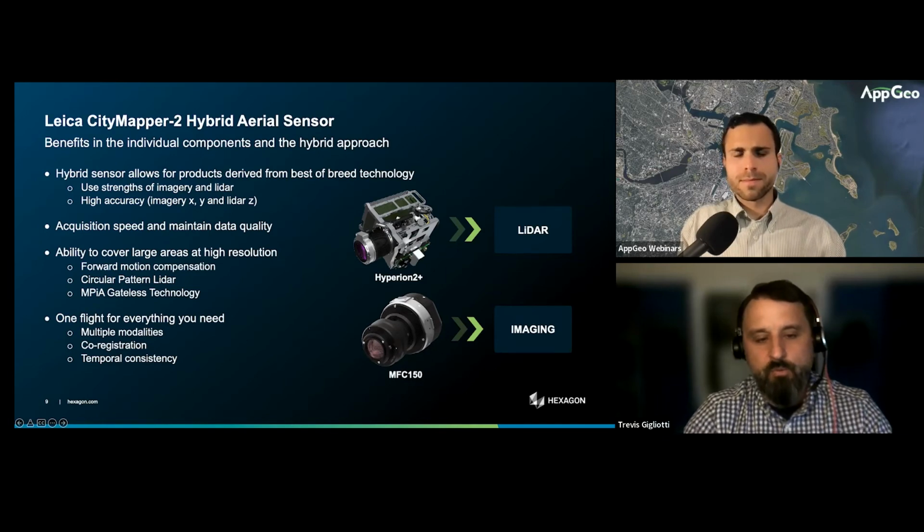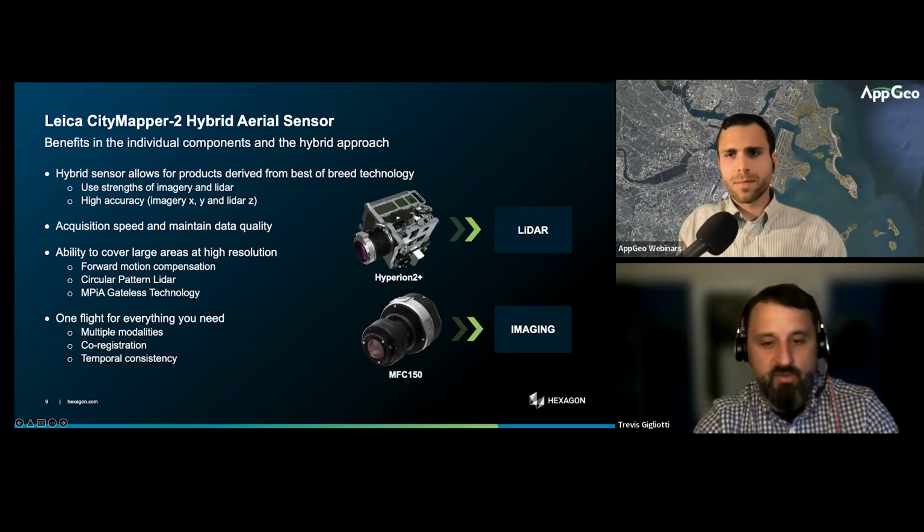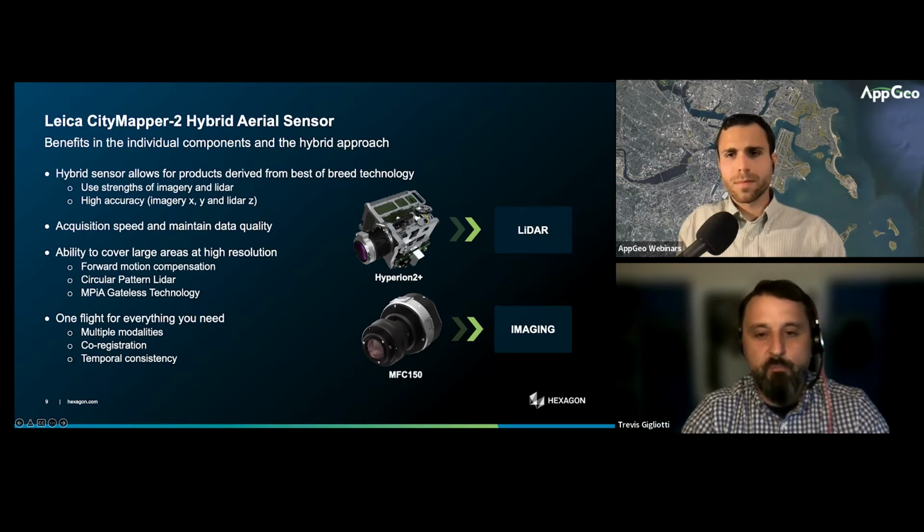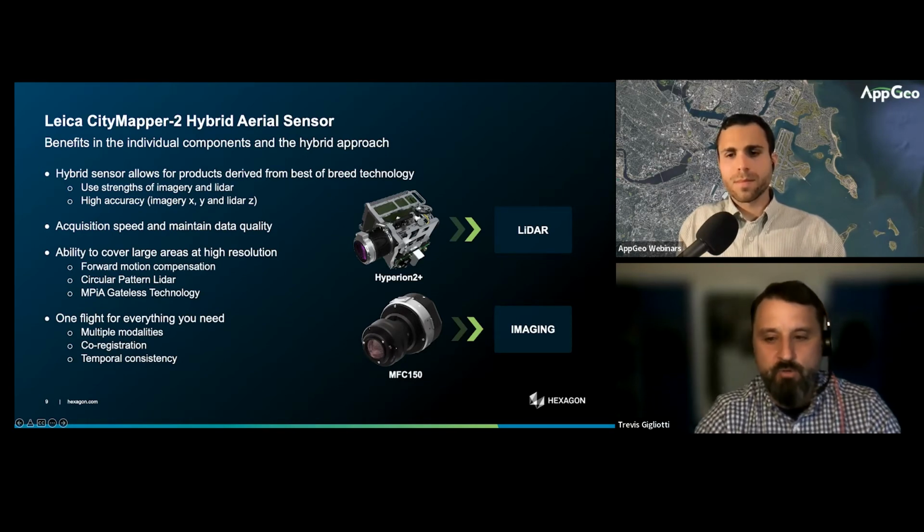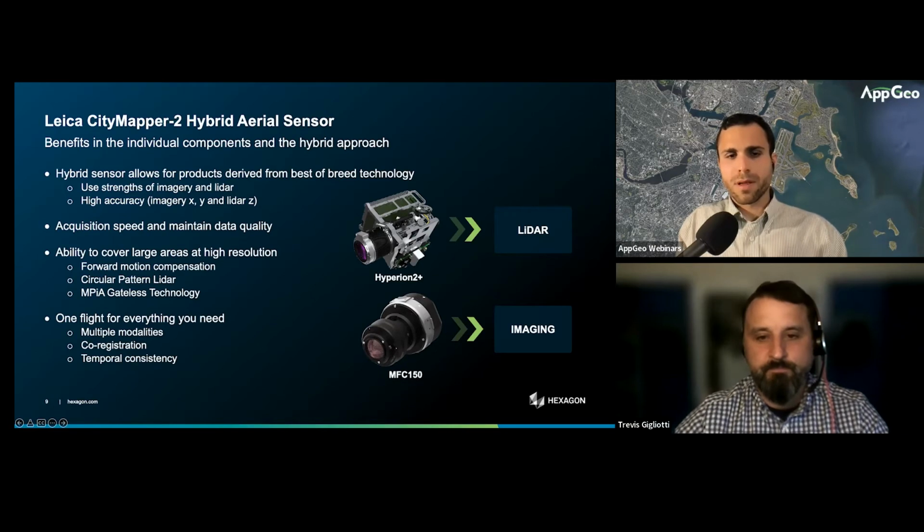So, overall, with these two systems combined in one package, we have a system that provides everything we need in terms of multiple modalities, matching temporal consistency, and that we're getting it at one time. This allows for a more stabilized scene that is dealt with in post-processing. So we're able to generate the products in a more automated fashion with less manual QC. Absolutely. And we're going to get into some of those benefits in detail.